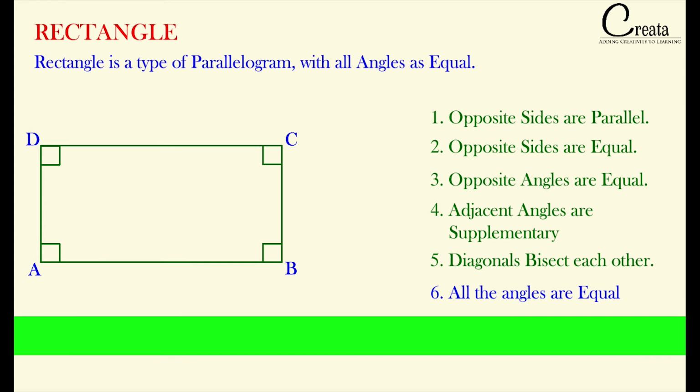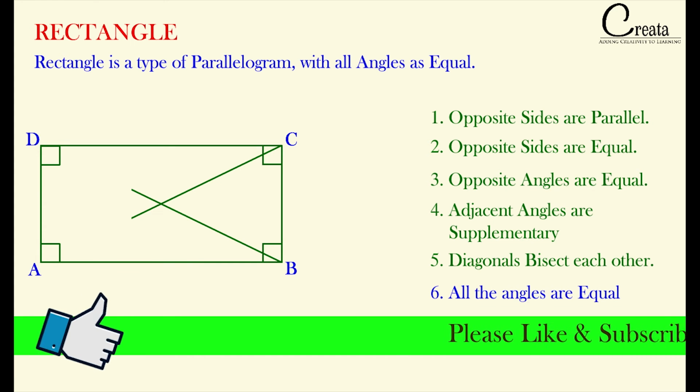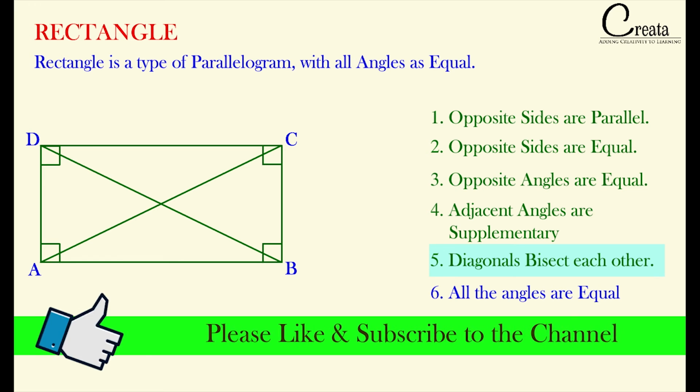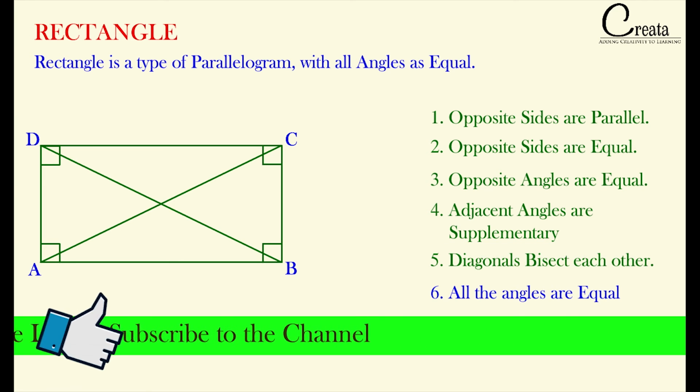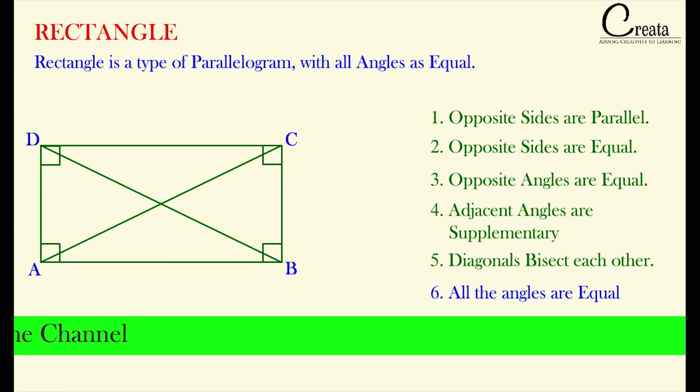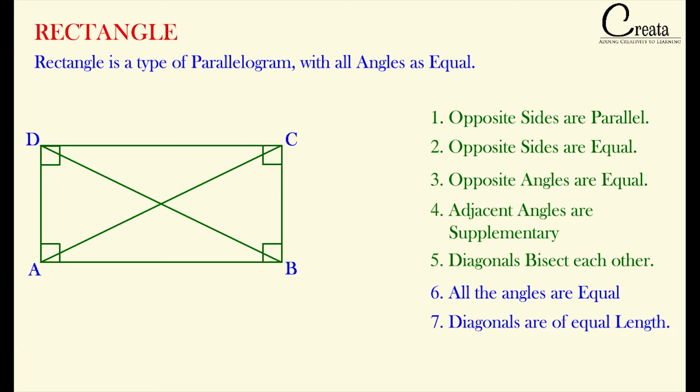Being a parallelogram, the rectangle's diagonals also bisect each other. In a parallelogram, the diagonals can be of different lengths, but a rectangle has diagonals of equal length. This is the additional property. It also has a very simple proof.